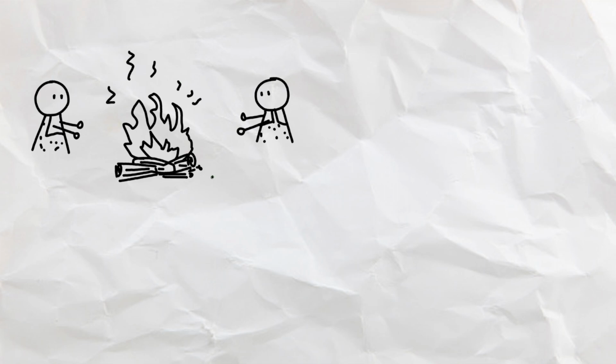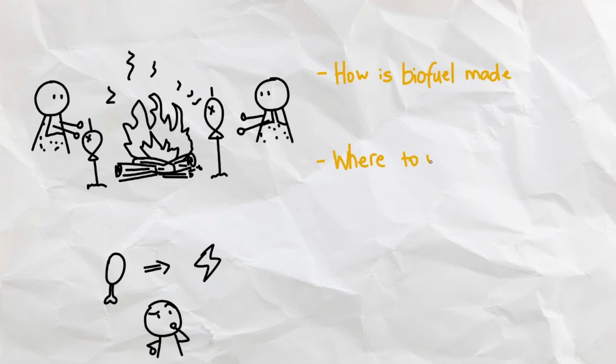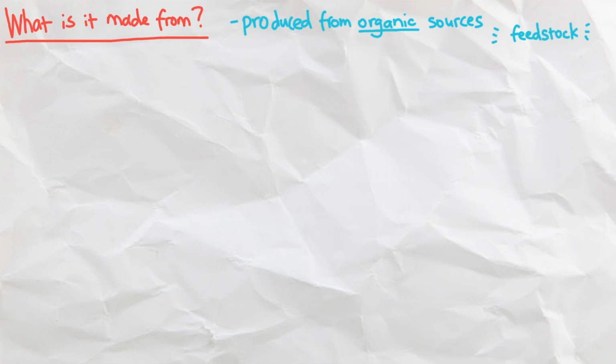Us humans have been using biofuel for millennia, as we have burned wood to cook food ever since we've discovered how to make fire. So now, in the modern times, how have we been using this valuable renewable energy to power up our civilizations? In this video, we'll go over what biofuel is made from, how and where to use it, and its drawbacks. Biofuel is fuel produced from organic sources, or biomass, and those fuel sources are called feedstocks.